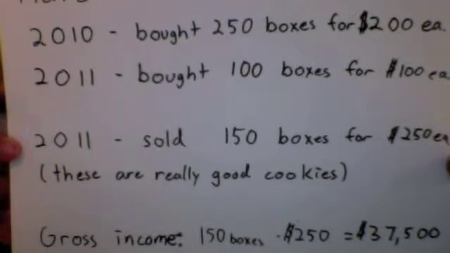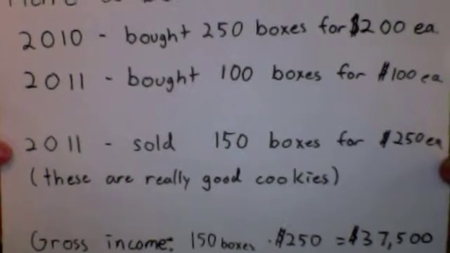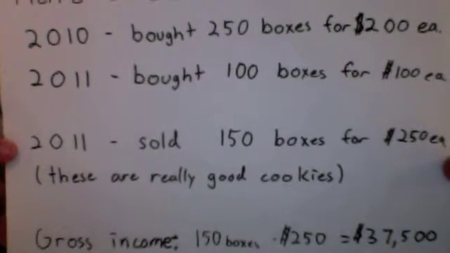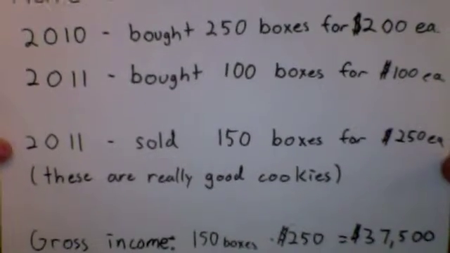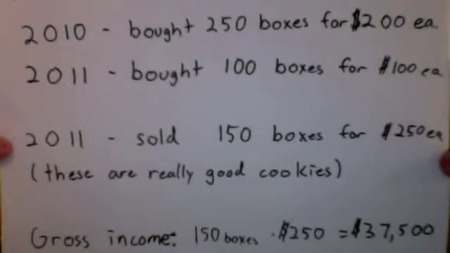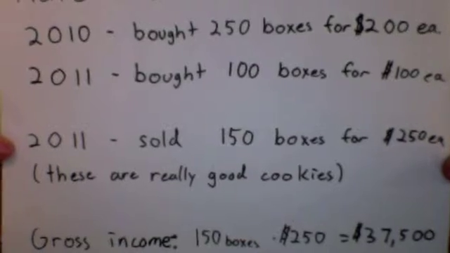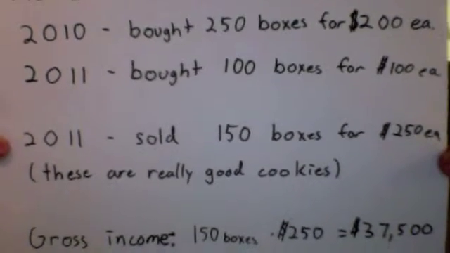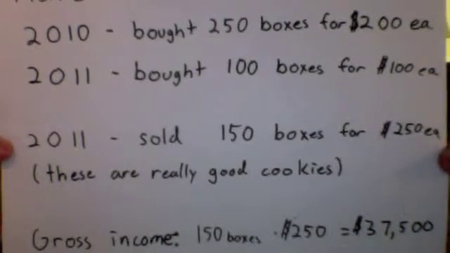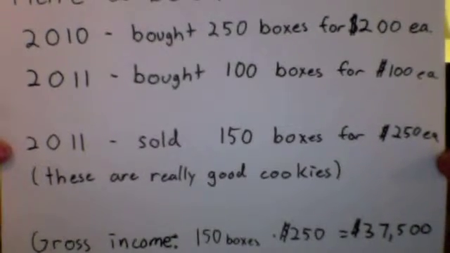Pierre and Derek Association, or PDA for short, is a merchandising company selling Girl Scout cookies. Other than stocking inventory, PDA has no costs or expenses. In the year 2010, PDA bought 250 boxes of Girl Scout cookies for $200 each. In 2011, they bought 100 boxes of Girl Scout cookies for $100 each. In 2011, they sold 150 boxes of Girl Scout cookies for $250 each.